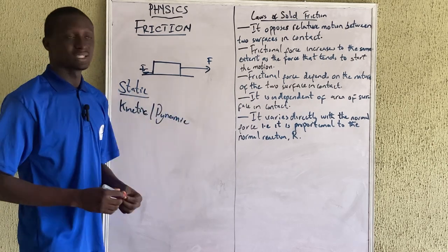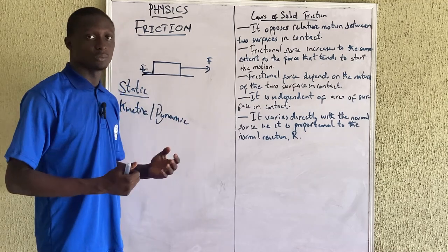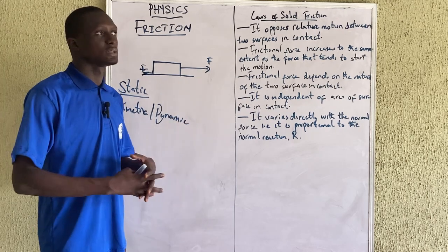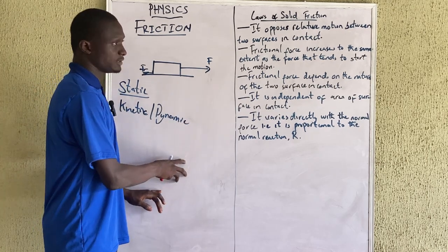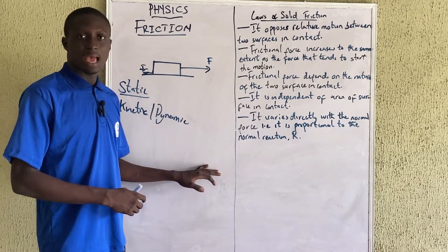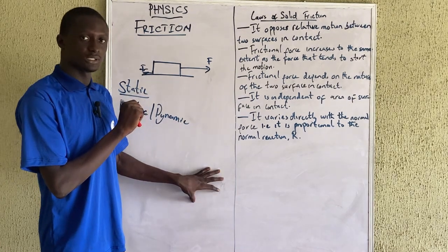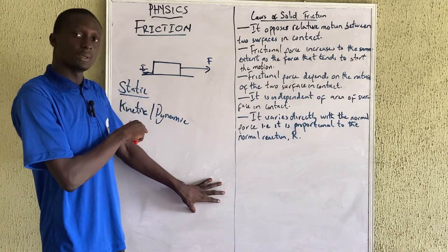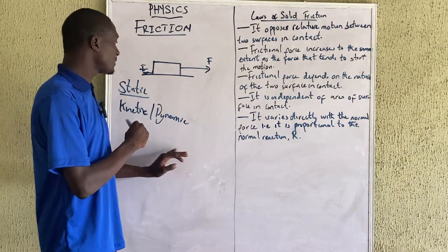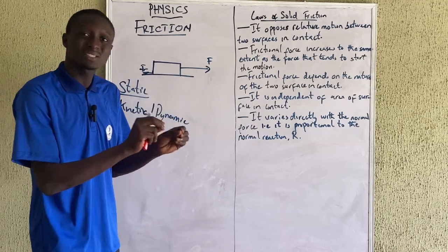What's static friction? Static friction is the maximum amount of force that must be overcome before a body can start to move. What's the meaning of that? Let's say for instance, the frictional force acting on this board is 7 Newton. It means that before I can push this board, I must apply a maximum force of 7 Newton to overcome that friction. At least I must apply 7 Newton before this board can move. Do you understand what I'm saying? So it is the maximum amount of force. Static friction is the maximum amount of force that must be overcome before a body can just start to move.